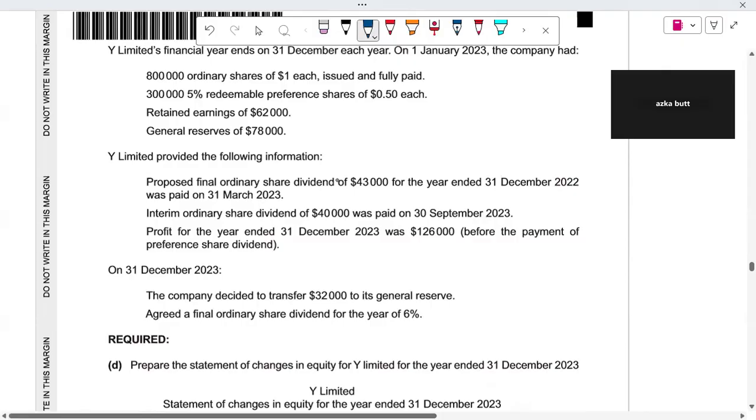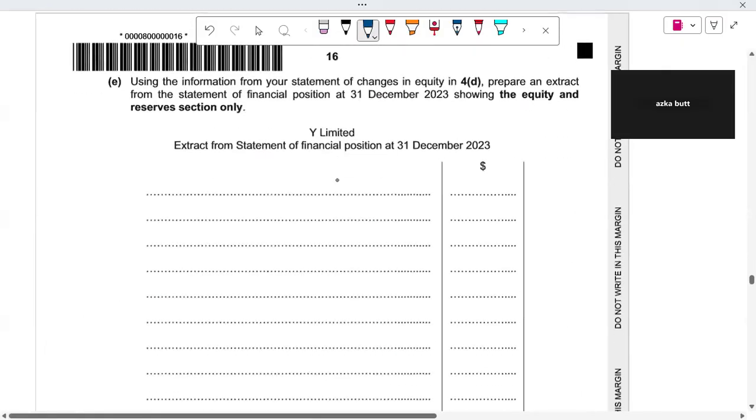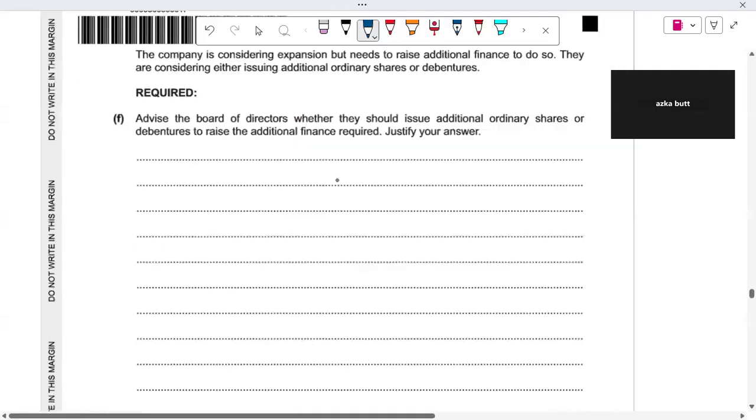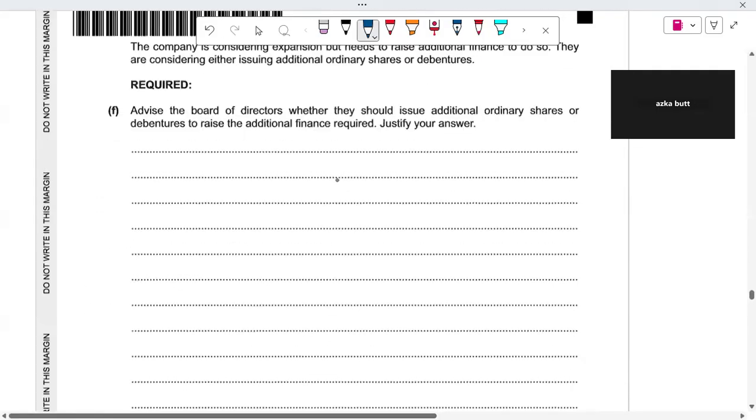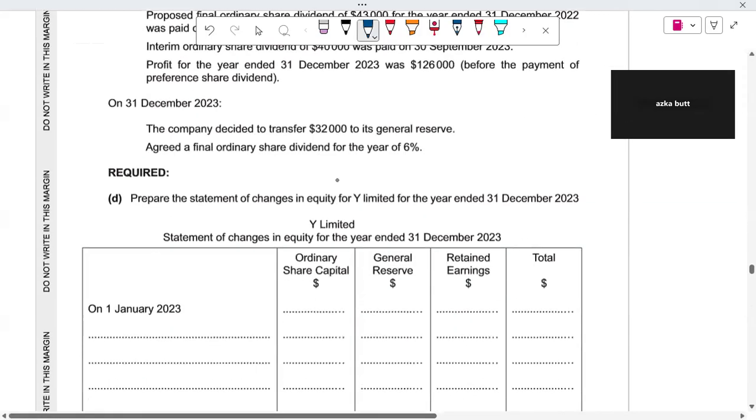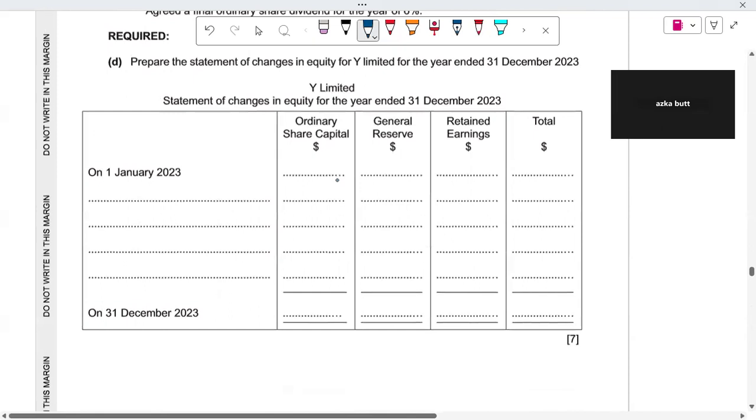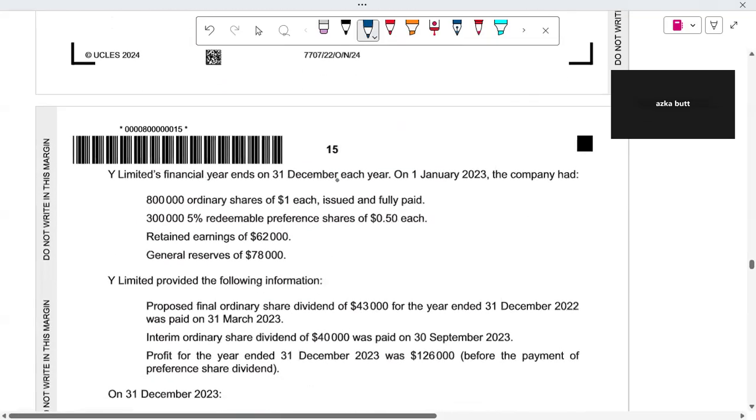Okay. So now we have to prepare the statement of changes in equity, and we will be solving the extract from the statement of financial position. So first of all, we need to write the opening balances for ordinary share capital, general reserves, retained earnings, and we need to write its total.